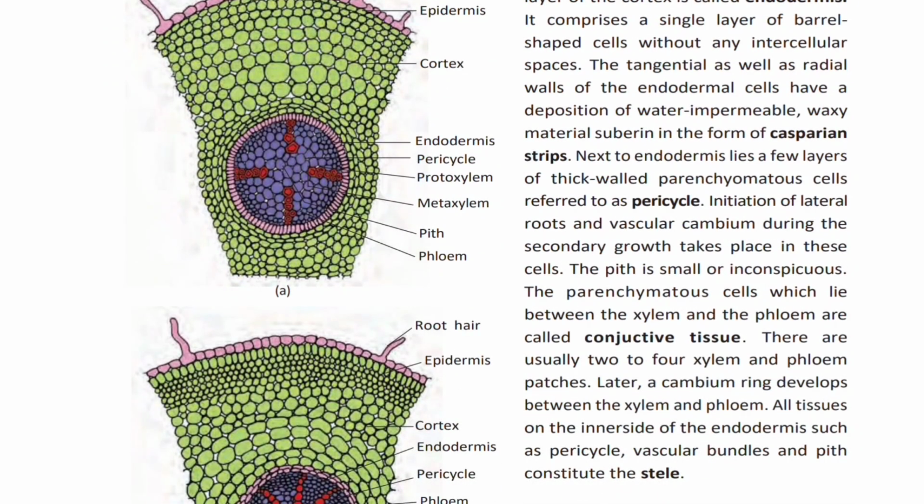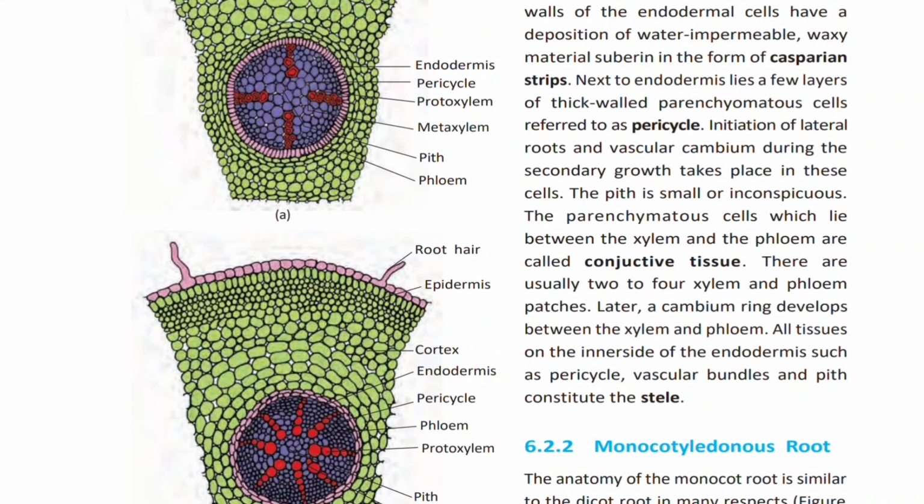The pith is small and inconspicuous. The parenchymatous cells which lie between the xylem and the phloem are called conjunctive tissue. There are usually 2 to 4 xylem and phloem patches. Later, a cambium ring develops between the xylem and phloem.